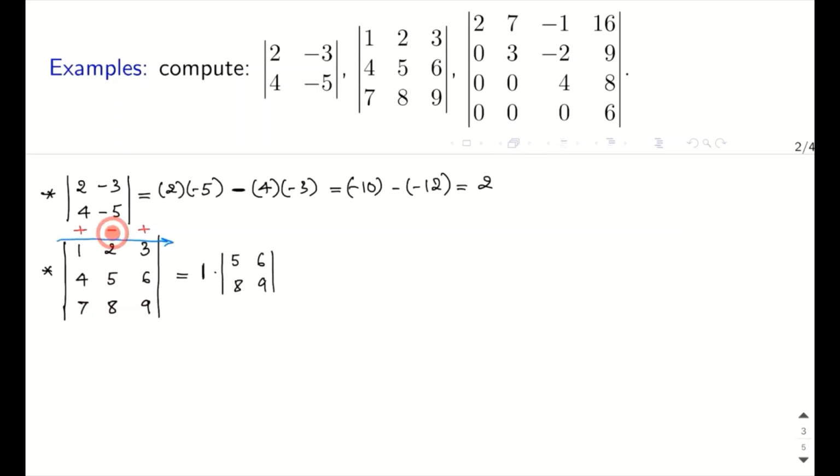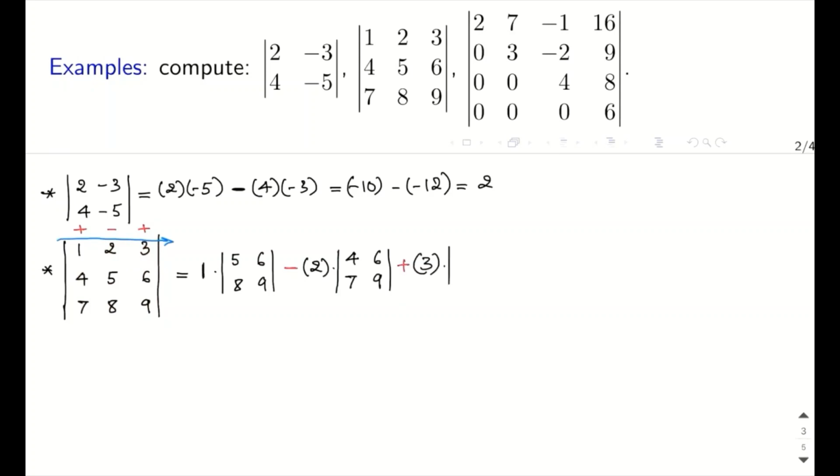Next, you are going to subtract 2 times the determinant obtained by deleting the row and the column that contains the number 2. So you imagine if this goes away and this goes away, you're going to get 4, 7, 6, and 9 left. Then next is going to be plus the entry 3. And then the determinant will be obtained by deleting the row and the column that contains the entry 3 here. So that's going to be 4, 7, 5, 8 left.